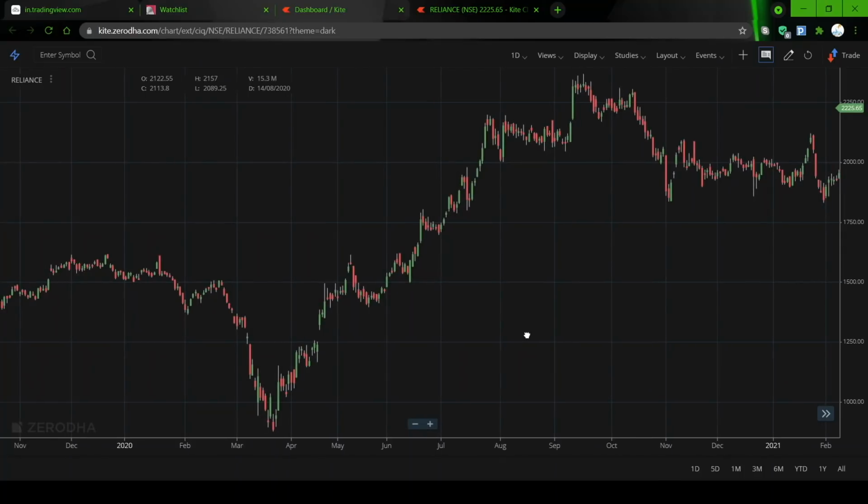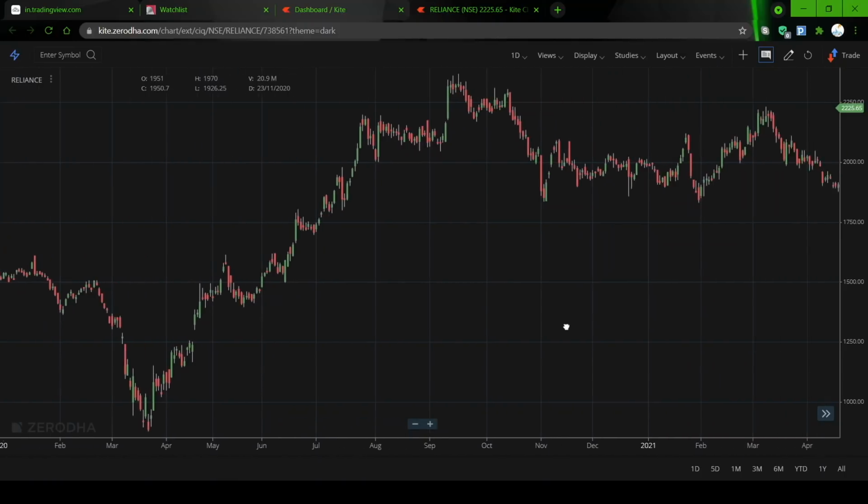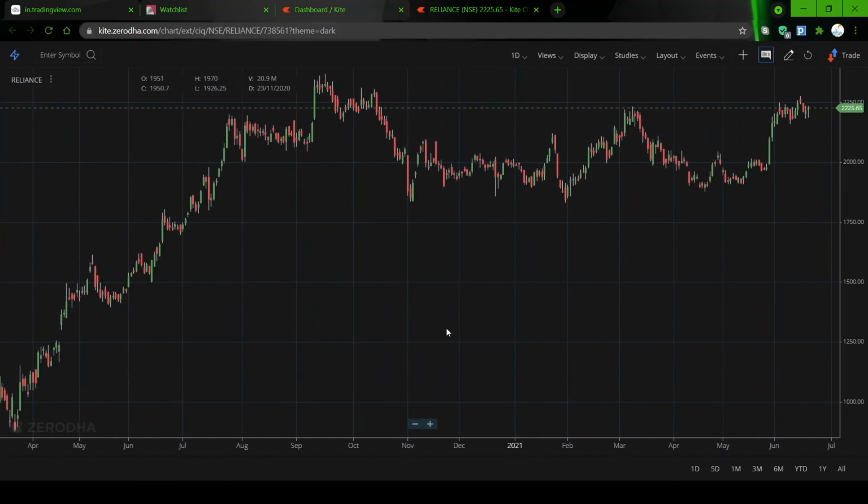You can see there was a corona crash. From 1500 it fell below 1000. Let us remove that one-off event and see how the stock is going. Right now the stock is basically consolidating between 1900 and 2300 plus.